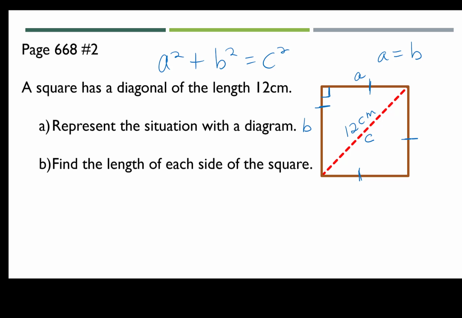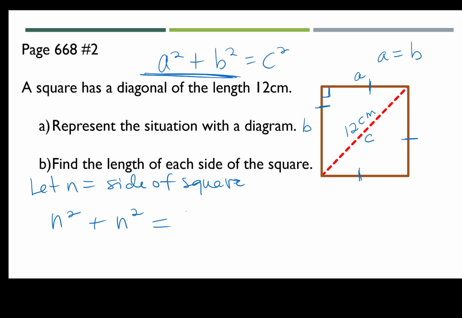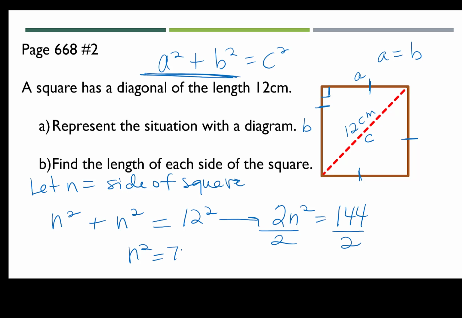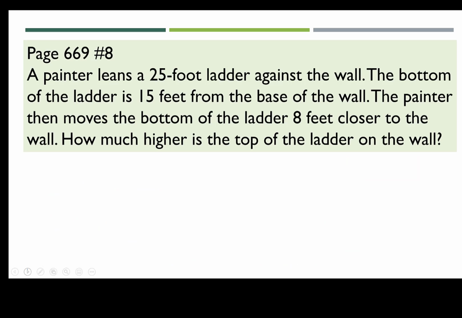Okay, so here's how we're going to use the Pythagorean theorem. If A equals B, we can let n equal the side of the square. N squared plus n squared equals 12 squared. From here, we collect like terms. It's 2n squared equals 144. Divide both sides by 2. N squared equals 72. And then when you take the square root of both of those, n equals about 8.49 centimeters.